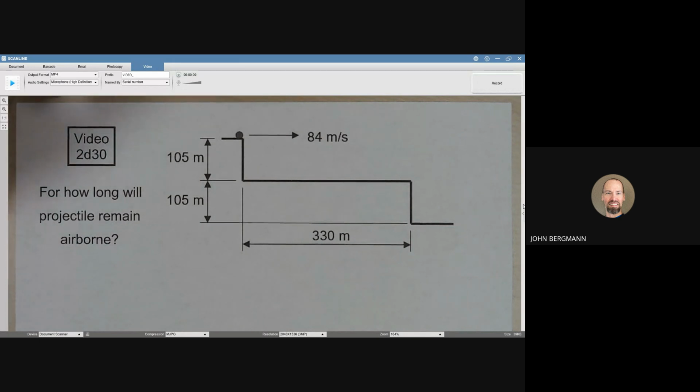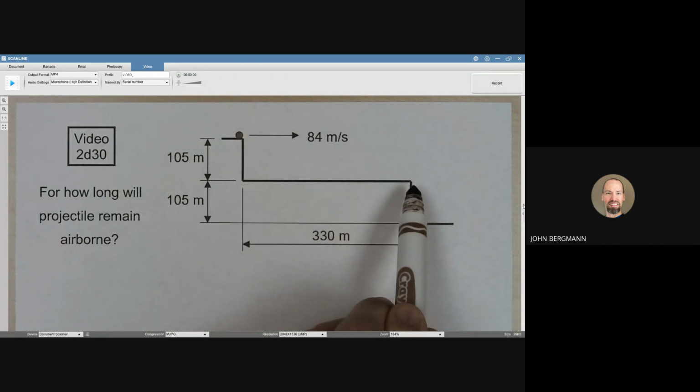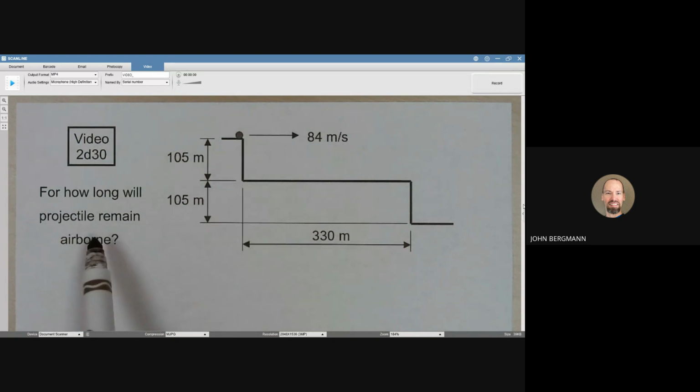In this problem, we are launching perhaps a cannonball out in the desert, maybe, where we have a cliff and then a shelf and then another cliff. And the question is, how long will this projectile remain in the air?